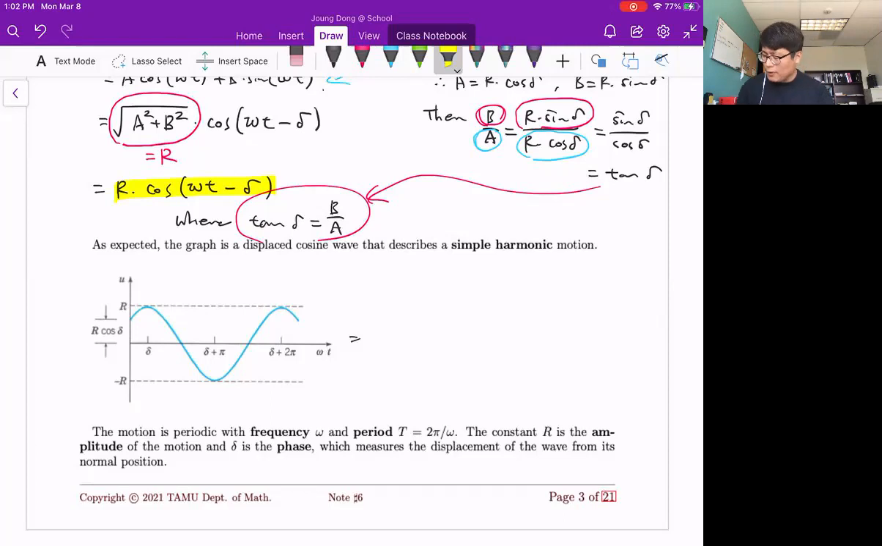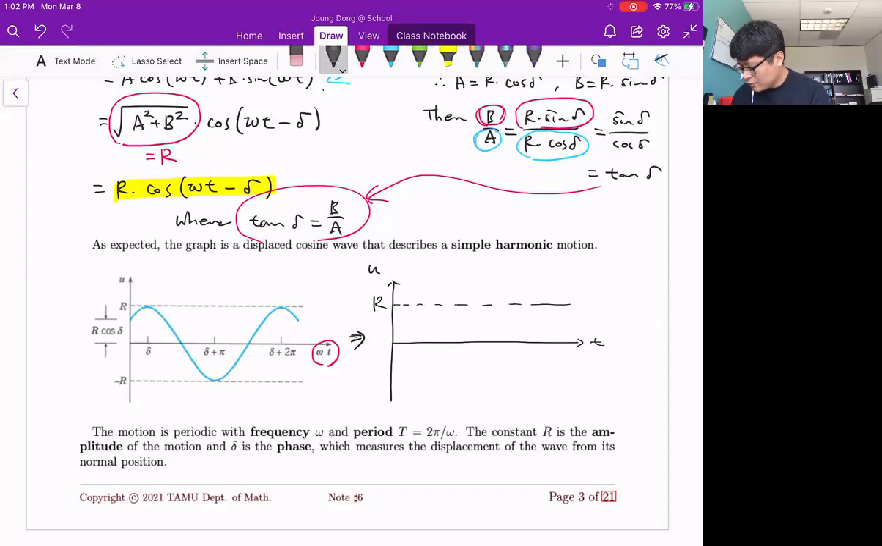But in this graph, I found your x-axis is not t but omega t, right? It should be better to convert this to a graph of t and u instead. The amplitude has no change. The range is minus r to r, and the graph shape will be the same. And keep in mind there's no dissipation, it goes on forever, because it's an undamped free vibration, right?